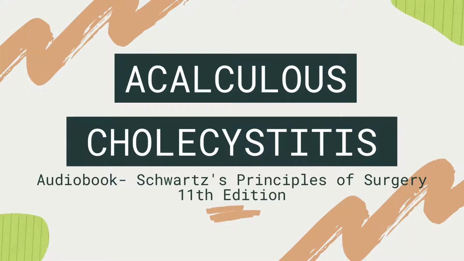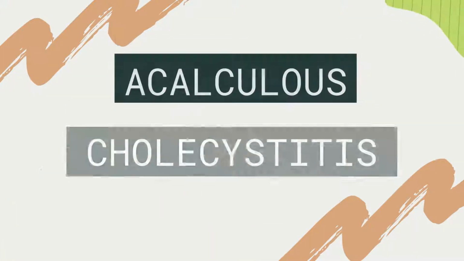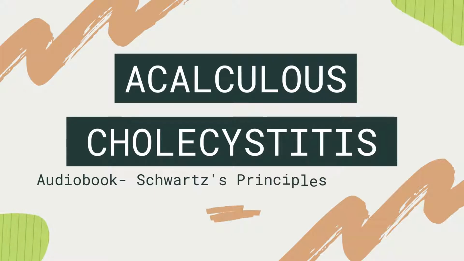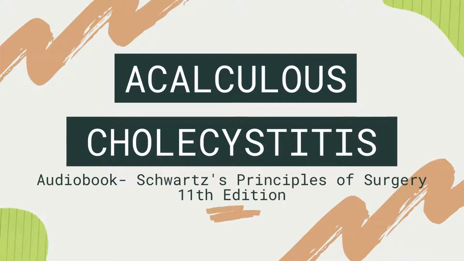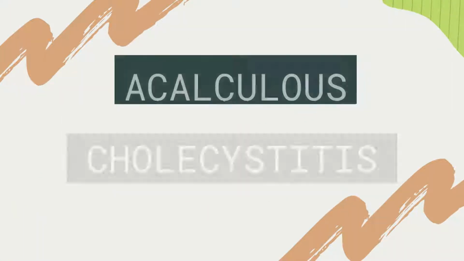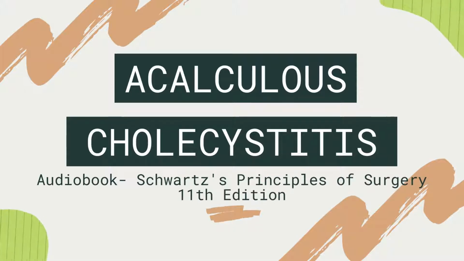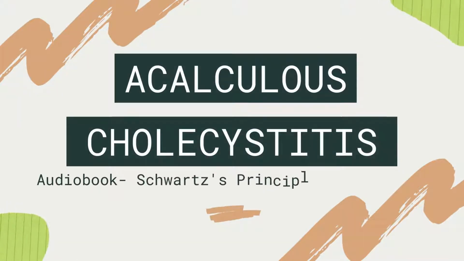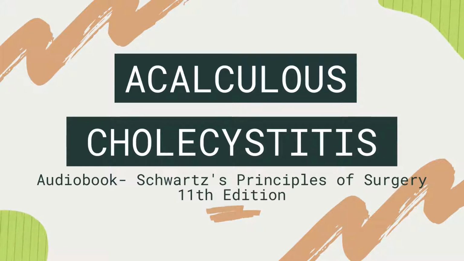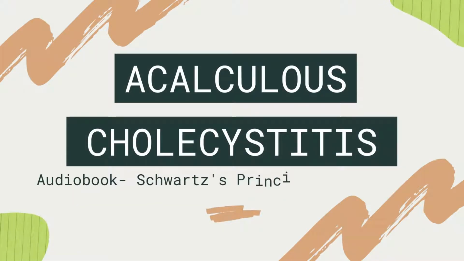Okay, let's start. Acalculous cholecystitis. It is an acute inflammation of the gallbladder that occurs in the absence of gallstones. It is a rare entity that typically develops in critically ill patients in the intensive care unit. Patients on parenteral nutrition with extensive burns, sepsis, major operations, multiple trauma, or prolonged illness with multiple organ system failure are at risk for developing acalculous cholecystitis.